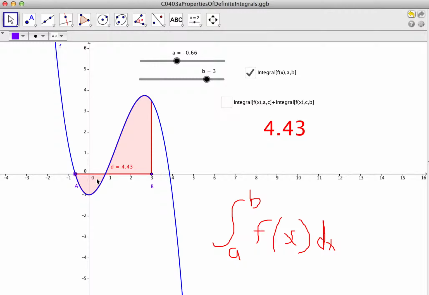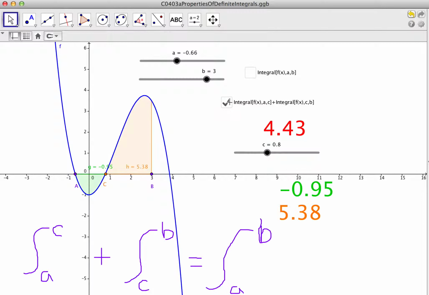So if we wanted to split those and put our C value right there, we would now have the option of taking the absolute value of that green result and coming up with a full tally of the orange plus the absolute value of the green. And there are some situations where we want that absolute value of the areas or the integrals.